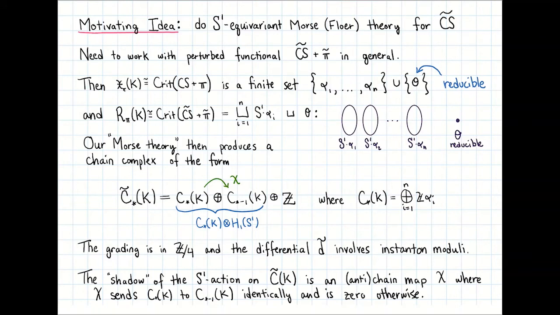You'll note that I indicated a map chi on this chain complex, and you should think of this as remembering the S1 equivariant structure. Note that downstairs we have these irreducible critical points alpha I, and upstairs there's an S1 orbit for each of them. So on the level of homology, each alpha I is contributing 2 generators, and the map chi pairs these off.